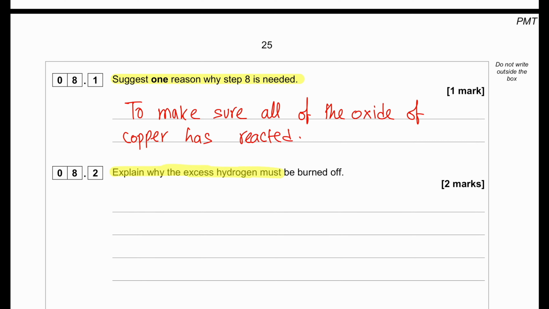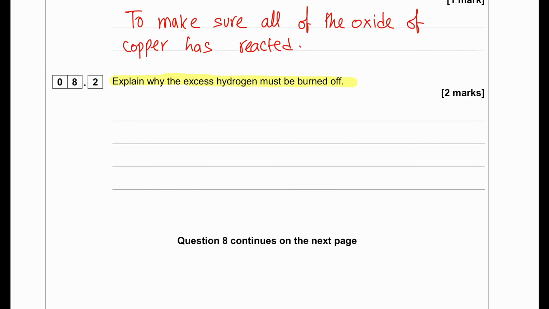Explain why the excess hydrogen must be burned off. Excess hydrogen must be burned off to prevent the hydrogen from escaping into the air. And hydrogen is very explosive, so that can be a hazard as well.